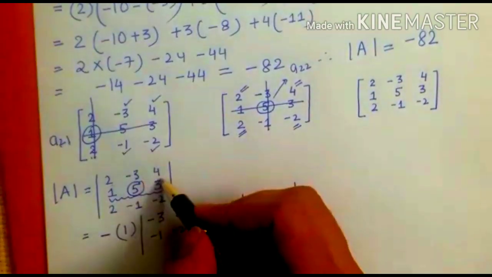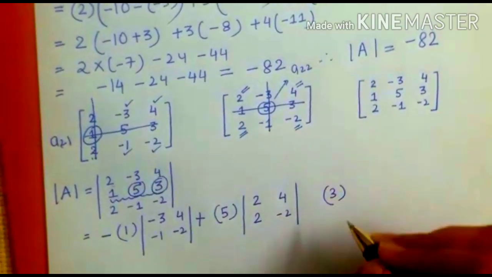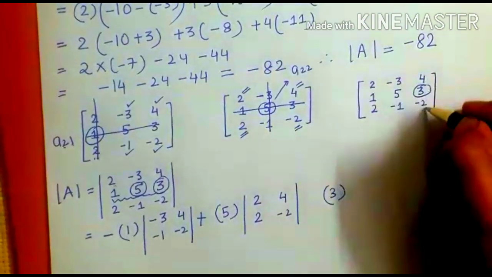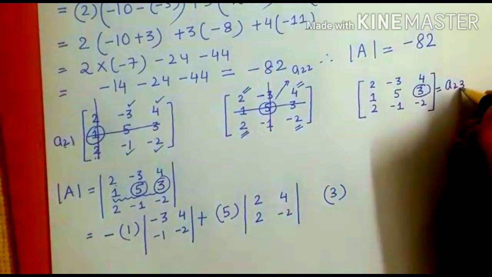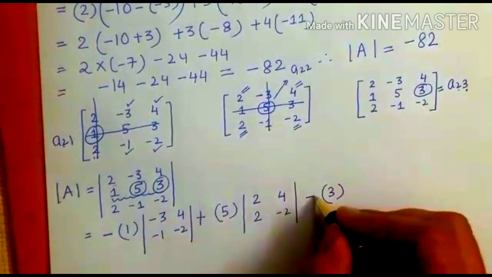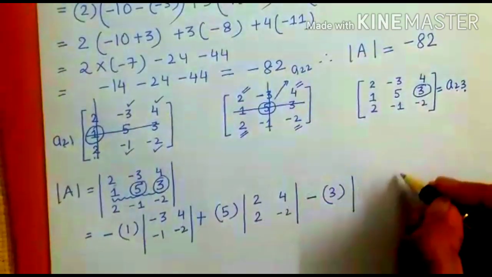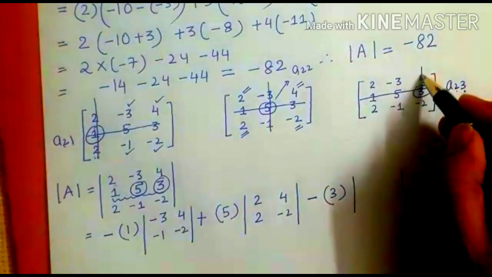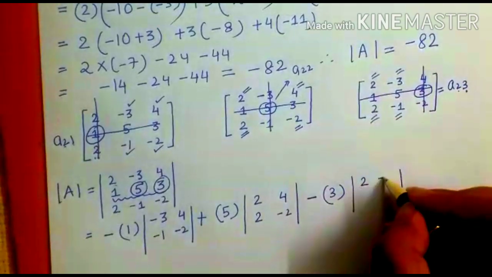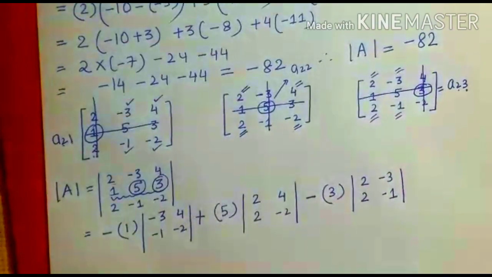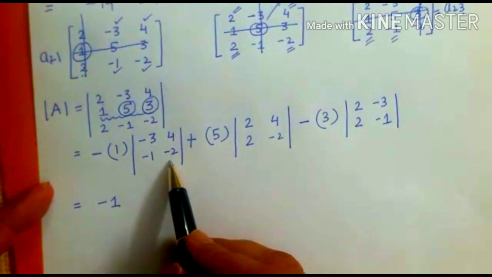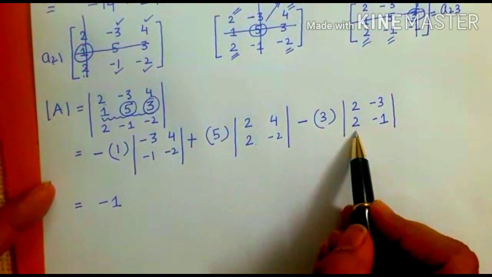Then pick up the third element, which is 3. And this third element is present in the second row and in the third column. So its position is A23. So here i plus j is 5, which is odd. So take here negative sign. Delete the second row and the third column and find the determinant of the submatrix, which is this. Now this is negative of 1 and these are the determinants of order 2 by 2.